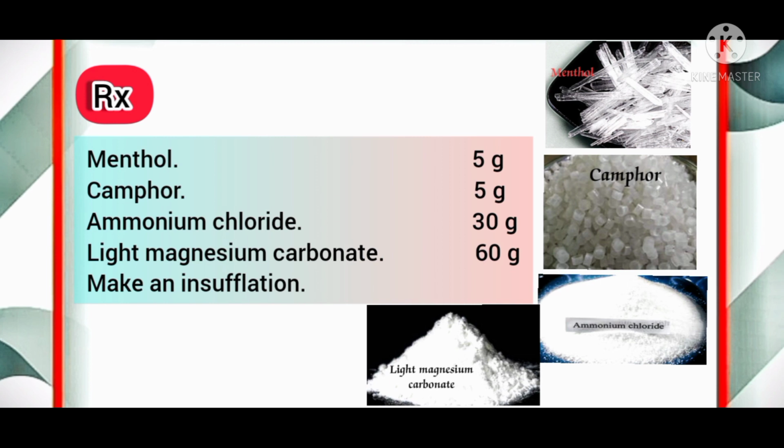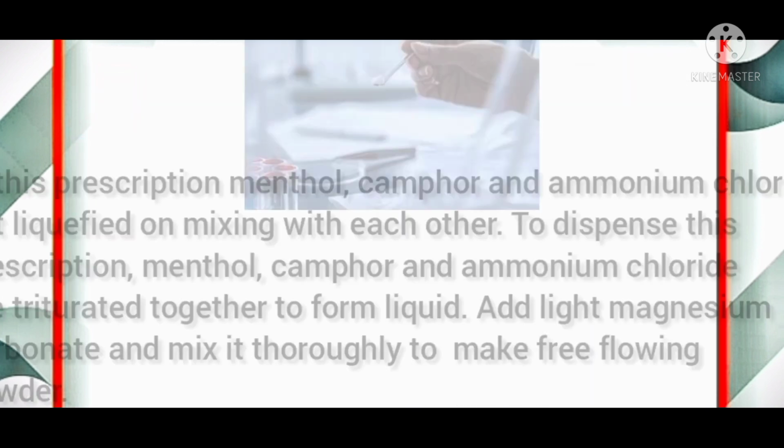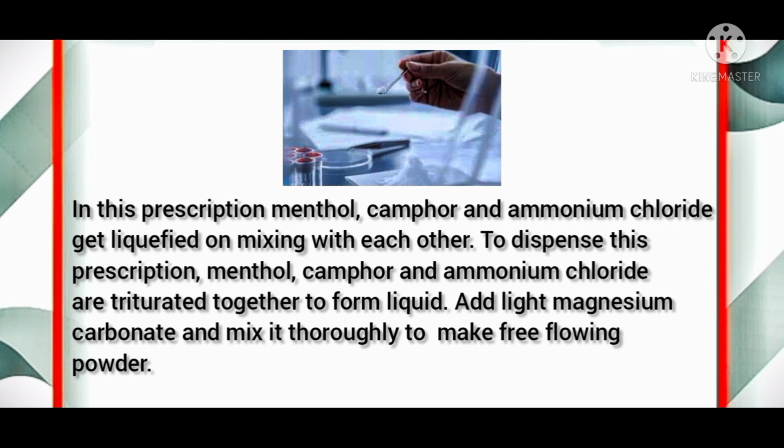Here is the second example: menthol 5 gram, camphor 5 gram, ammonium chloride 30 gram and light magnesium carbonate 60 gram. Menthol, camphor and ammonium chloride get liquefied on mixing with each other. Therefore, menthol, camphor and ammonium chloride are triturated together to form a liquid in order to dispense this prescription. And at last, light magnesium carbonate is mixed thoroughly to get a free-flowing powder.